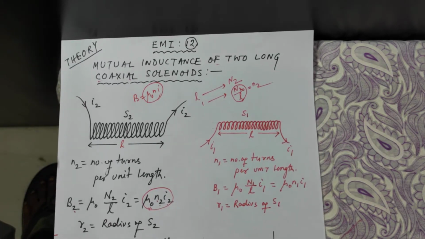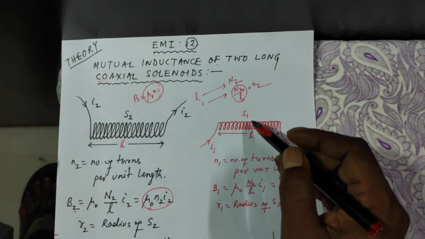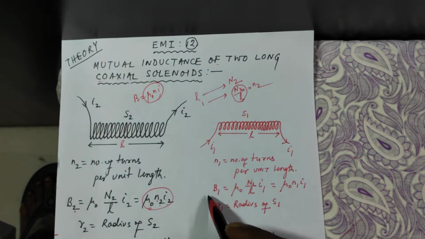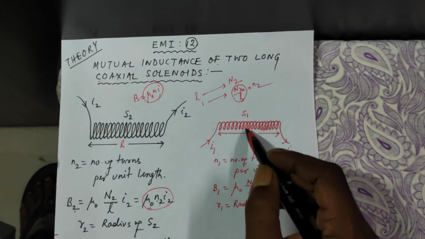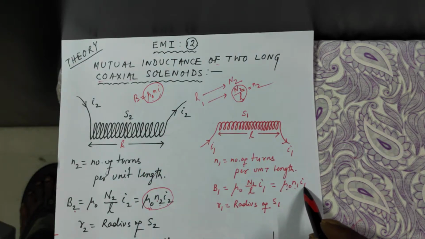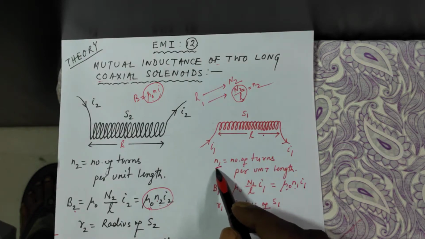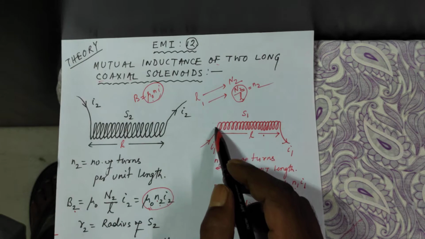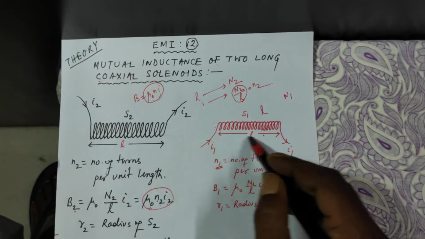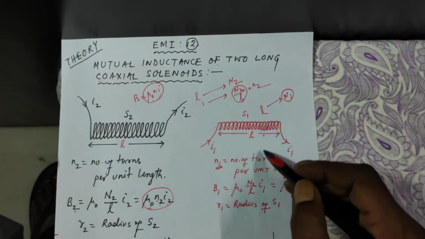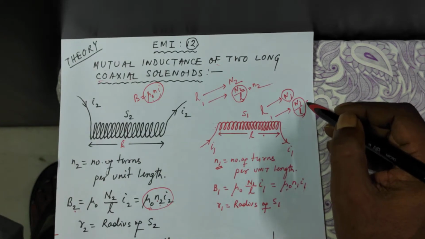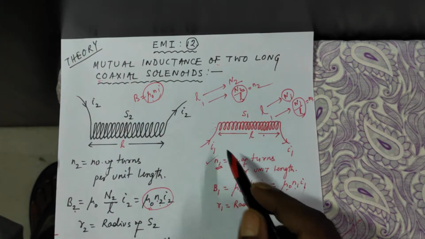Now similarly here, in solenoid S1, if you pass current I1, then the magnetic field at the center, B1, will be, using this expression, mu naught n1 I1, where n1 is the number of turns per unit length. Here let the total number of turns be N1. In length L, this many turns are distributed, so in unit length the number of turns will be N1 over L. This is written as small n1. That is what I am explaining here.